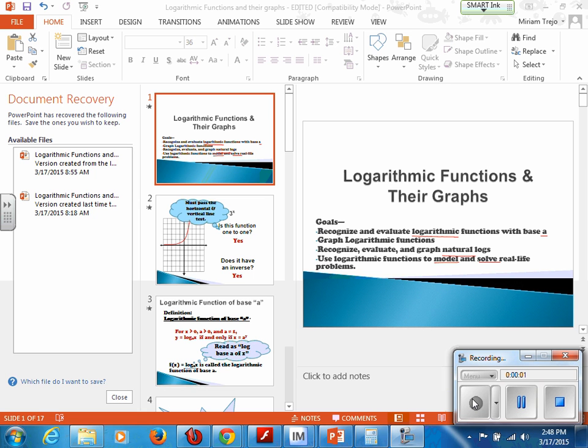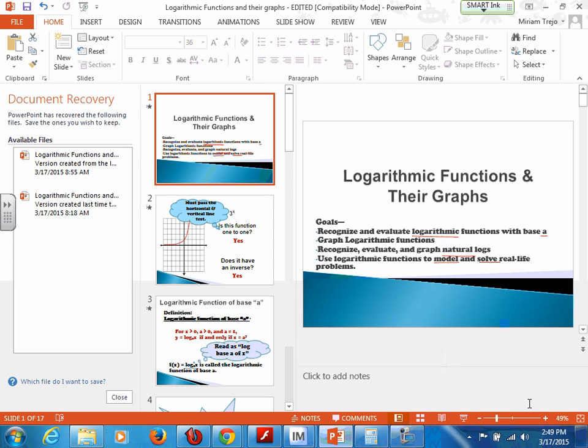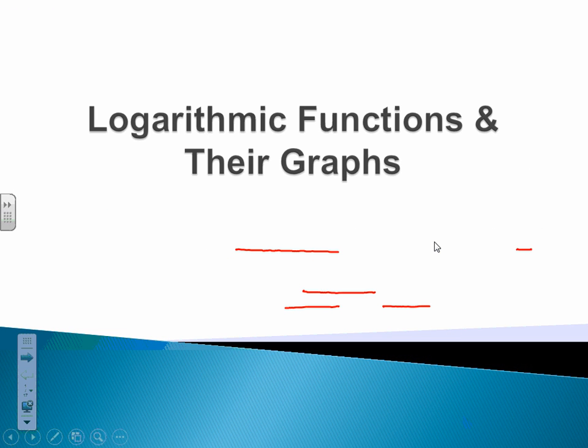Today's March 17th, and we're going to be going over log functions and their graphs, okay? There is a PowerPoint that I'm going to go over, and you're going to follow along with your notes. There was a handout that you picked up when you walked in. Whenever you see a blank, or when you see me write a red line underneath, that's going to be part of the blank.